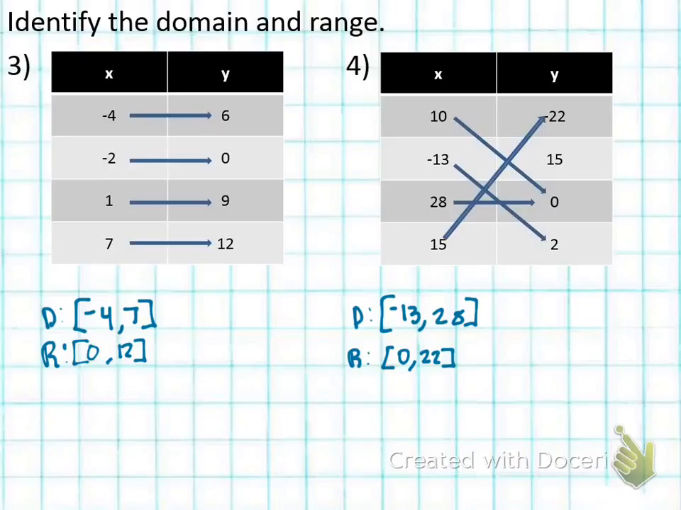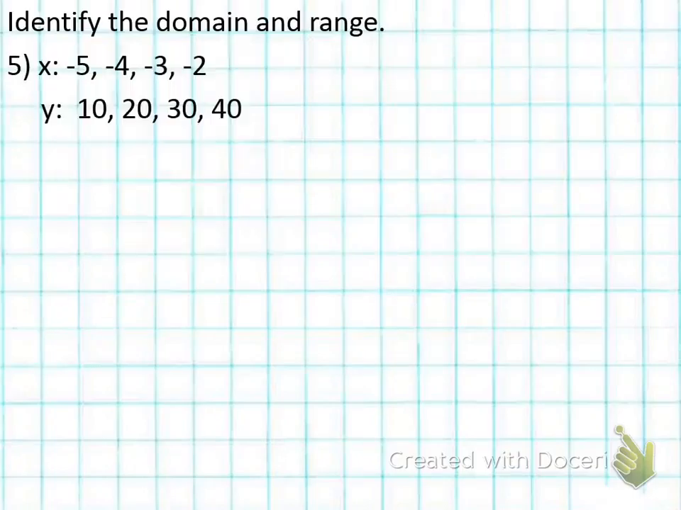All right, continuing on, number 5. Sometimes you get the numbers like this. This is the last one because this is all pretty easy, okay? Identify the domain and range, okay? So let's say this is a function, okay? We're going to assume it's a function.